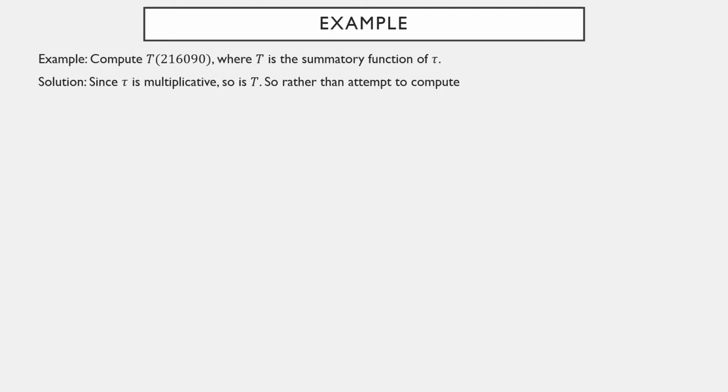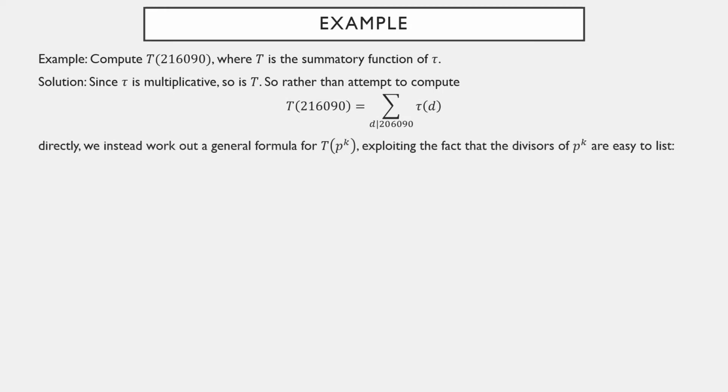Because the summatory function is the convolution with the 1 function. And the 1 function is multiplicative, and the convolution of two multiplicative functions is multiplicative. In other words, if a function is multiplicative, so is its summatory function. So since tau is multiplicative, so is capital T, the summatory function of it. So we're not going to attempt to compute all the positive factors of 216,090. Rather, since we know capital T is multiplicative, I only need to know how it acts on prime powers. And prime powers have pretty easy factors to list out, right?